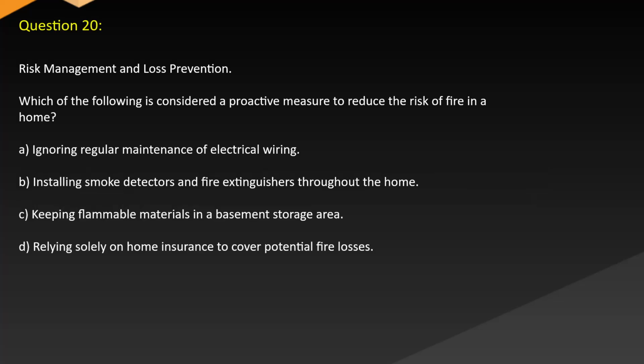Question 20. Risk management and loss prevention. Which of the following is considered a proactive measure to reduce the risk of fire in a home? A. Ignoring regular maintenance of electrical wiring. B. Installing smoke detectors and fire extinguishers throughout the home. C. Keeping flammable materials in a basement storage area. D. Relying solely on home insurance to cover potential fire losses.